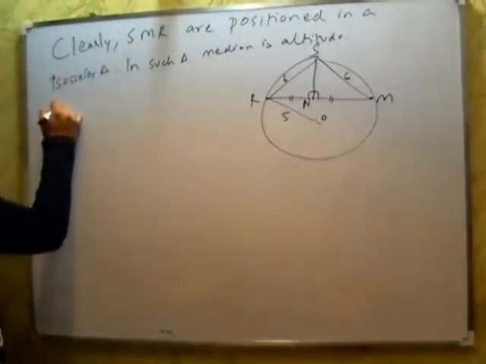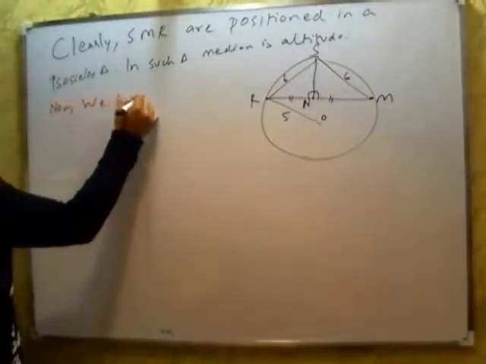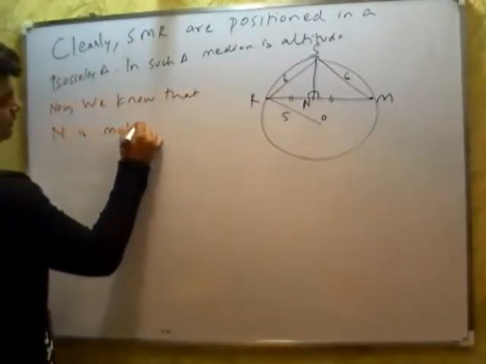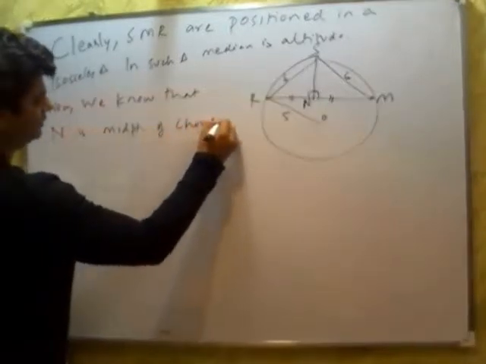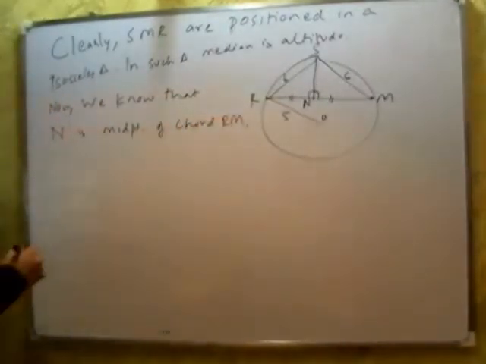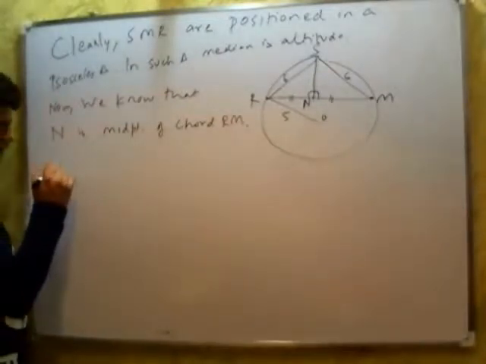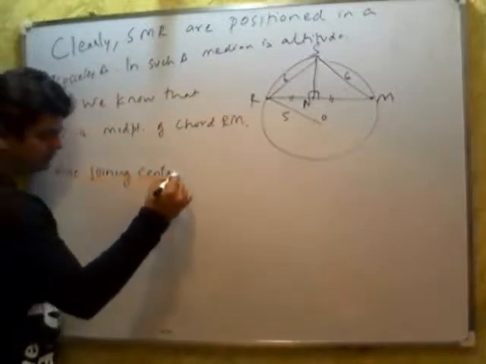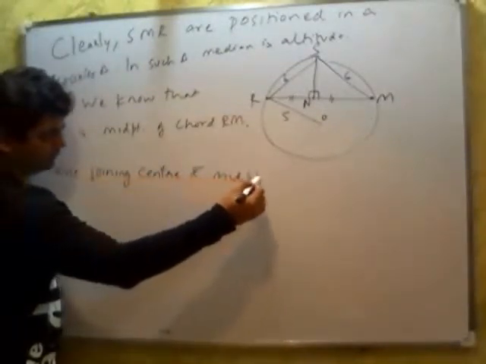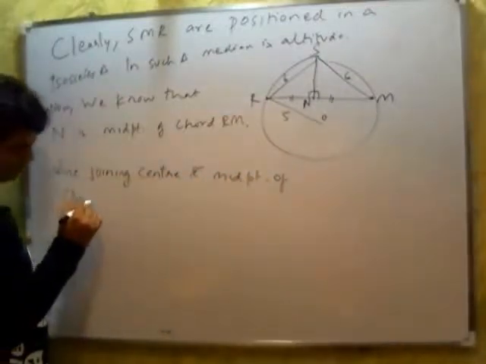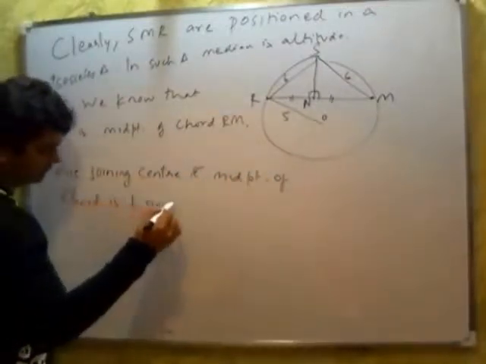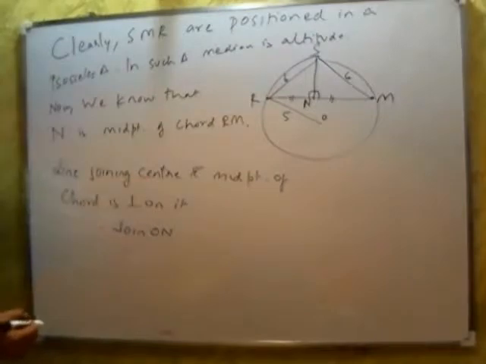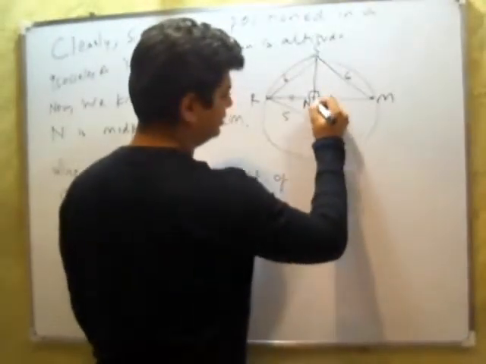And now we know that N is the midpoint of chord RM, and by theorem we know that the line joining the center and the midpoint of a chord is perpendicular on it. Therefore, join ON. So if you join ON, this will be 90 degrees.